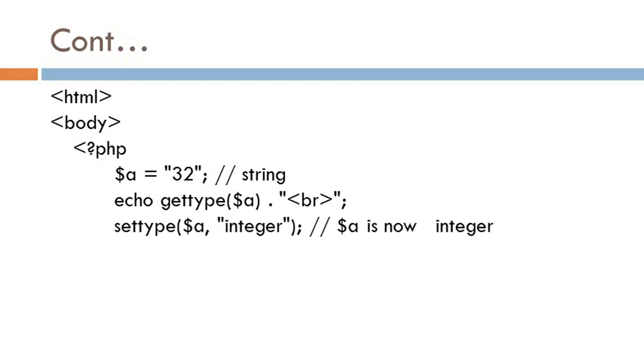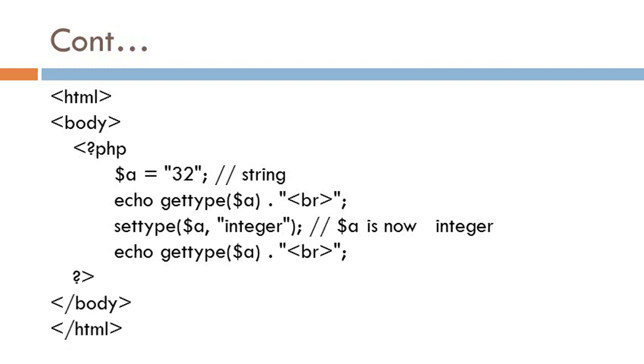Now, using the settype function, I set the data type of variable a from string to integer. So I write here, according to the syntax, $a, the variable name, then a comma, then the new data type name. So here I write "integer" in double quotation marks. Now the data type of variable a is integer. Next is echo gettype($a), so print the data type of variable a.